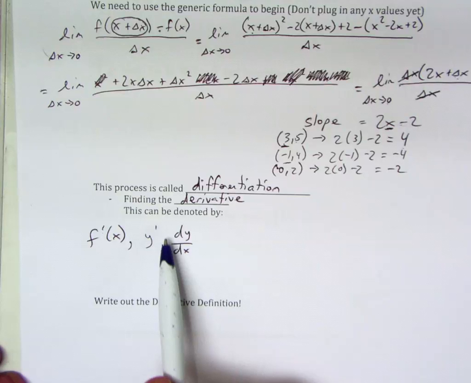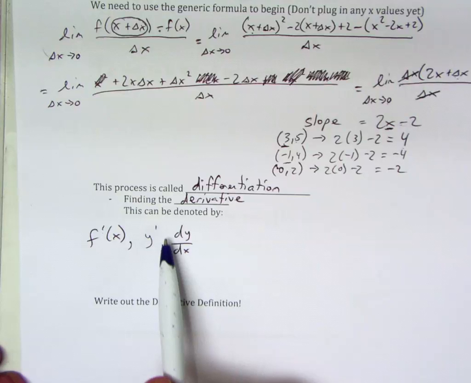So for that last problem, when we found the 2x minus 2, we could have said f prime of x equals 2x minus 2. Basically, the derivative of the function is 2x minus 2. A command you might see is d/dx of f of x. This is a command right here. This is telling you to find the derivative of the function. So this is a command, it's like a verb.